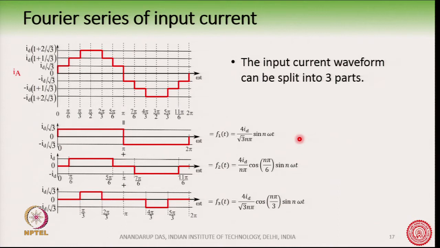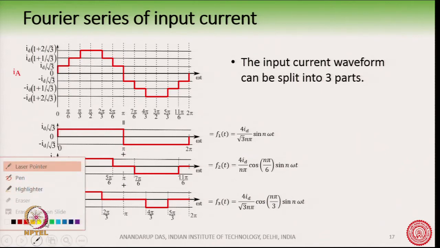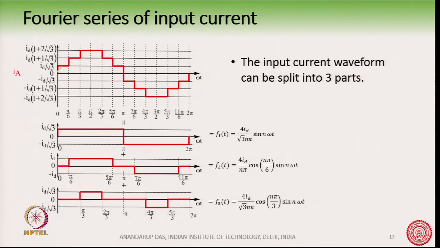We can do it by the symmetries and all, but we can also do it in a slightly intelligent way by splitting this waveform into 3 parts. One part is this one here, the other part is this one and the third part is this one. How are we getting this? The first part, this one, is coming from this part of the waveform.